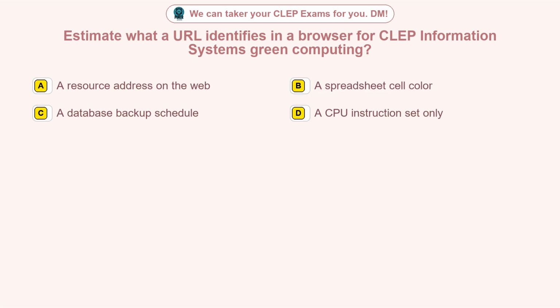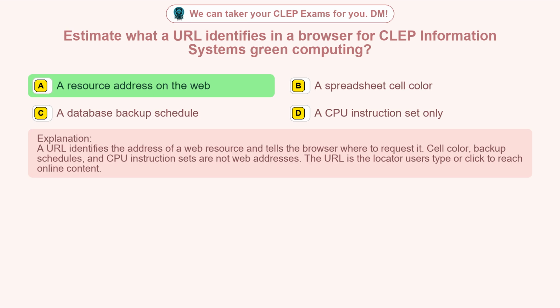Question 32. Estimate what a URL identifies in a browser for CLEP Information Systems Green Computing. Option A. A resource address on the web. Option B. A spreadsheet cell color. Option C. A database backup schedule. Option D. A CPU instruction set only. The correct answer is option A. A resource address on the web.